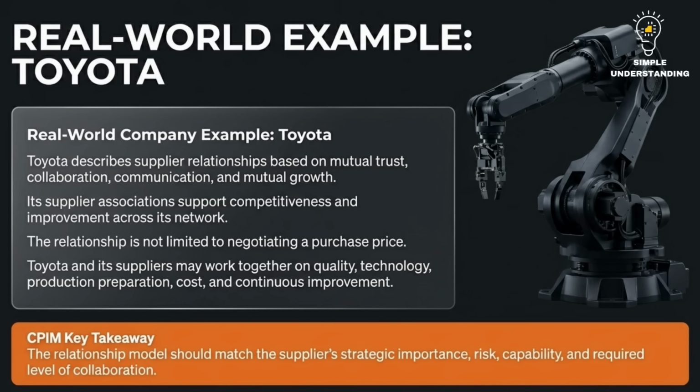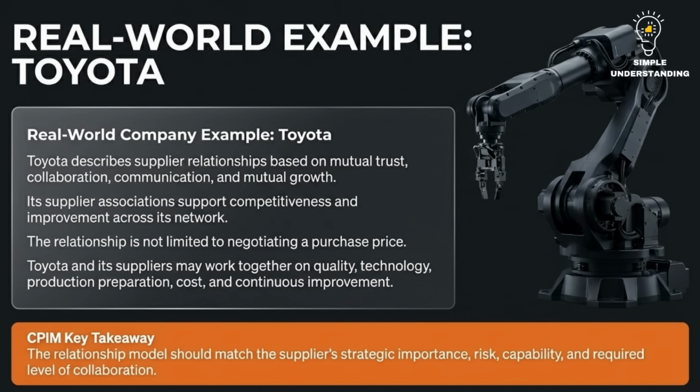Real-world company example. Toyota. Toyota describes supplier relationships based on mutual trust, collaboration, communication, and mutual growth. Its supplier associations support competitiveness and improvement across its network. The relationship is not limited to negotiating a purchase price. Toyota and its suppliers may work together on quality, technology, production preparation, cost, and continuous improvement.